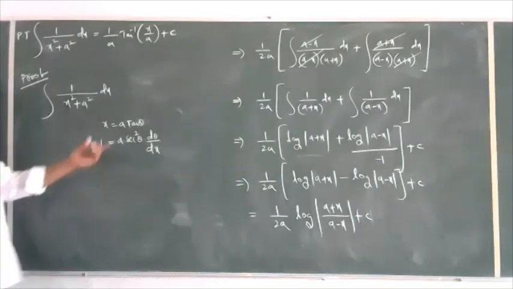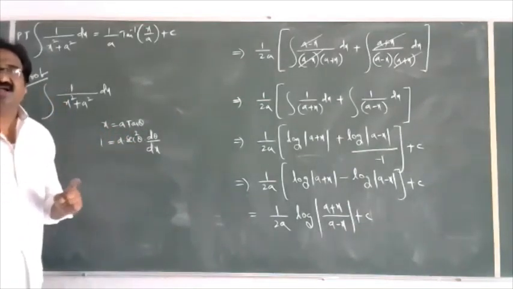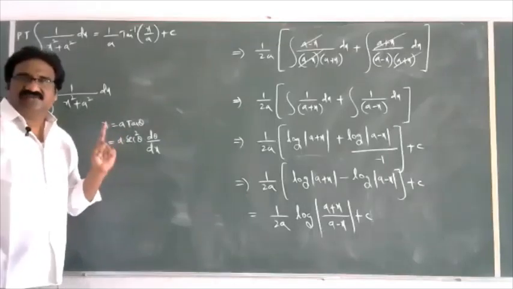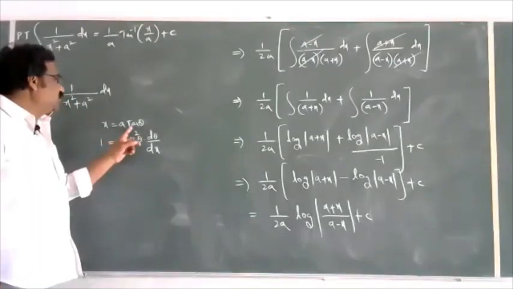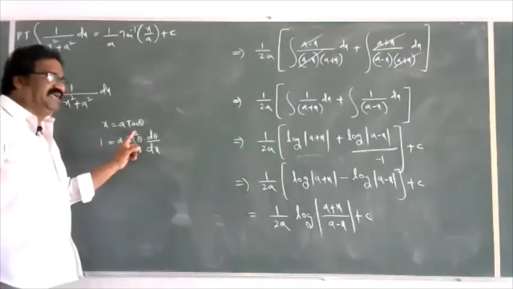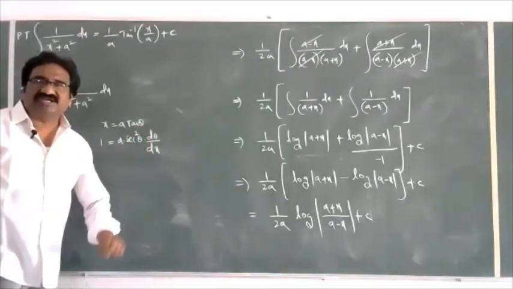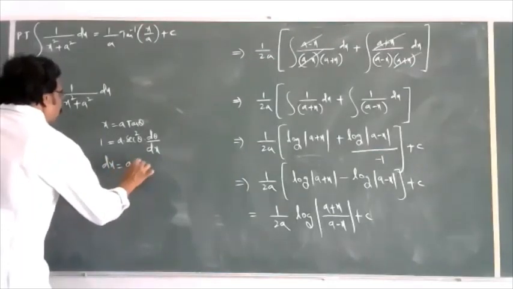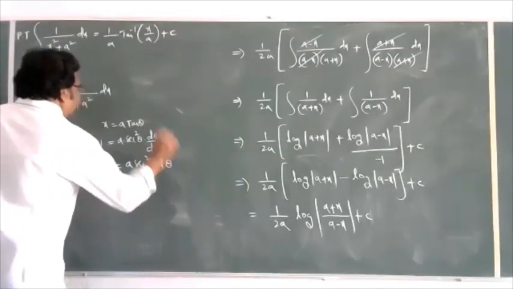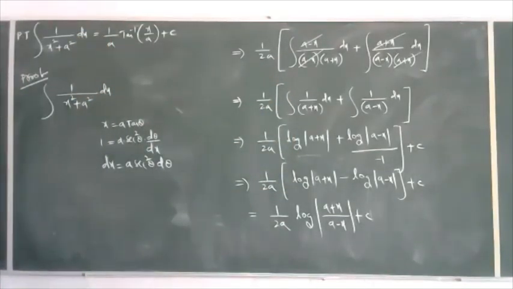You remember, we are differentiating with respect to x, not with respect to theta. That's why x derivative 1 is equal to a into tan theta derivative, secant square theta, into theta derivative d theta by dx. So cross multiplication, dx is equal to a secant square theta into d theta.